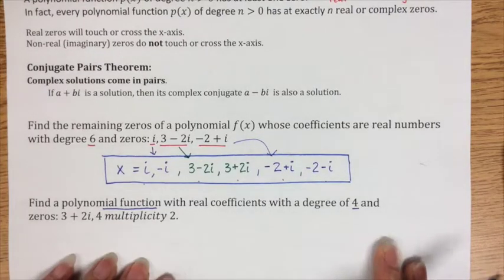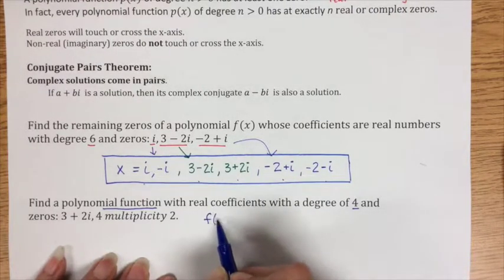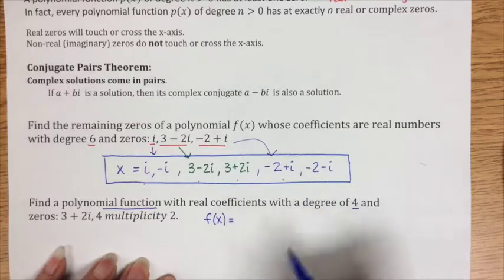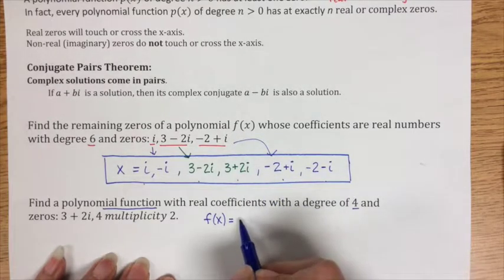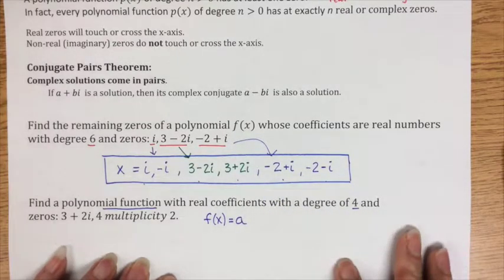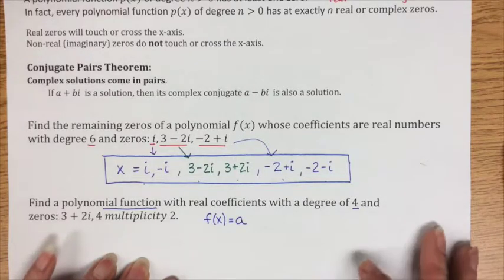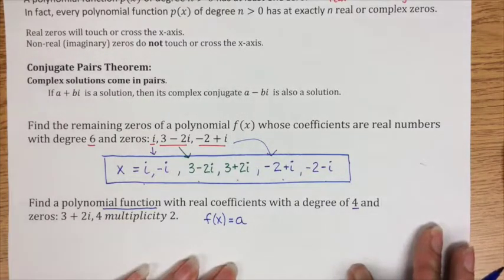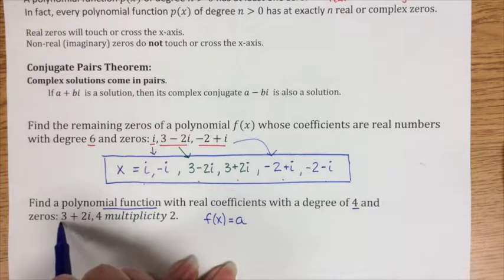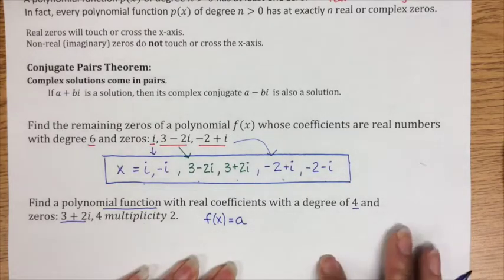Now this wants us to write out the polynomial function. And so when we do that, it comes in the form f of x equals some coefficient, which we don't know, so we're going to call that a, and then we write out our factors. So our first factor that we're going to use is 3 plus 2i.